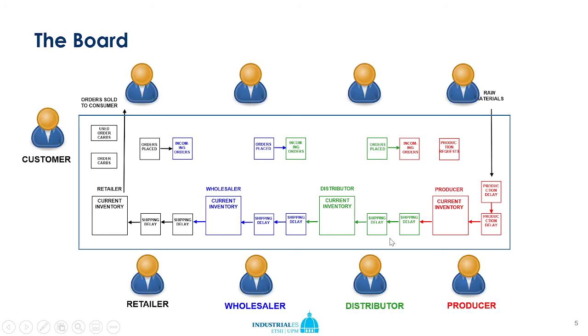We might have one or two people at each stage. We'll see how this works. It depends on the number of participants, but there can be two people playing the role of retailer. They will have to coordinate their decisions and how they play the game, and the same for the wholesaler, the distributor, and the producer. And we'll have one customer at the end of the board managing the information.